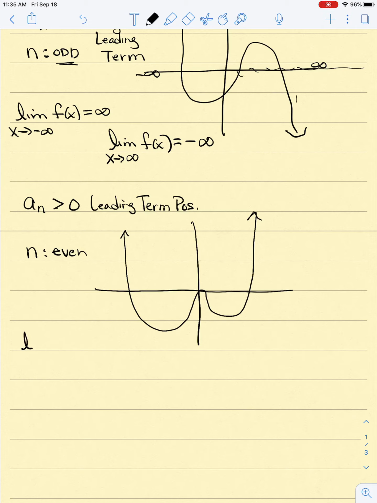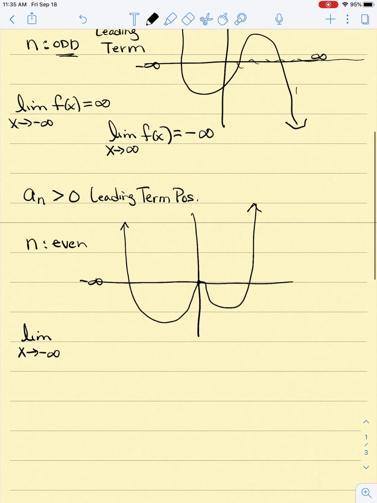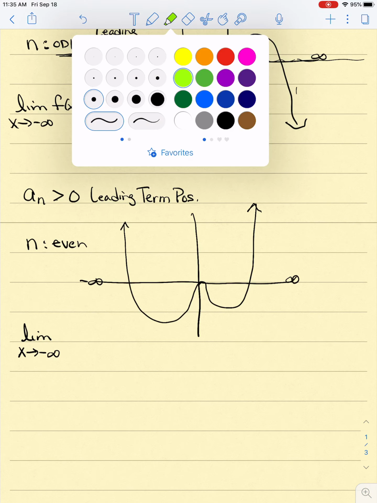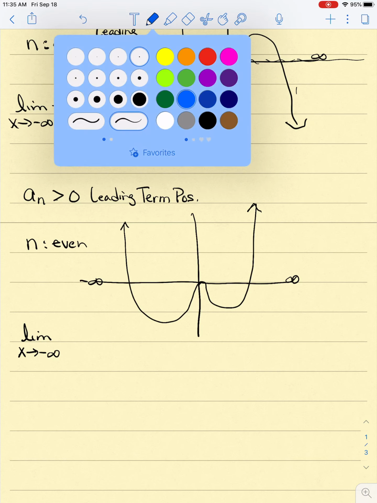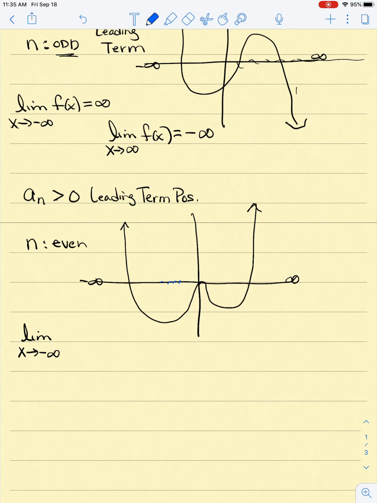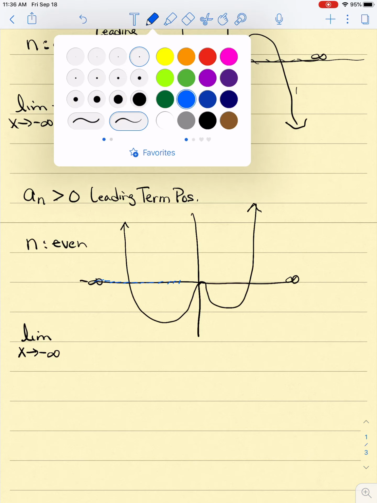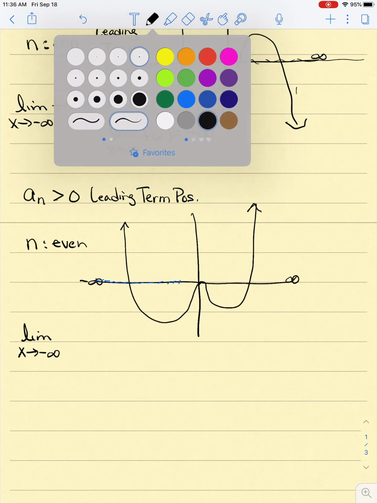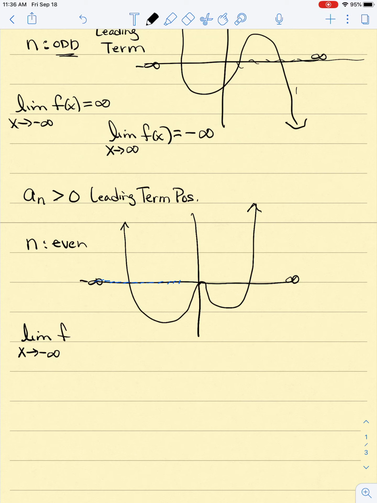Well, let's look at that end behavior. So we'll start again. The limit as x goes to negative infinity. So as we're going out this way towards negative infinity, small, small, small, small, small, what in the world is happening to our graph? Well, this time we're going up, so that's going to go to positive infinity.